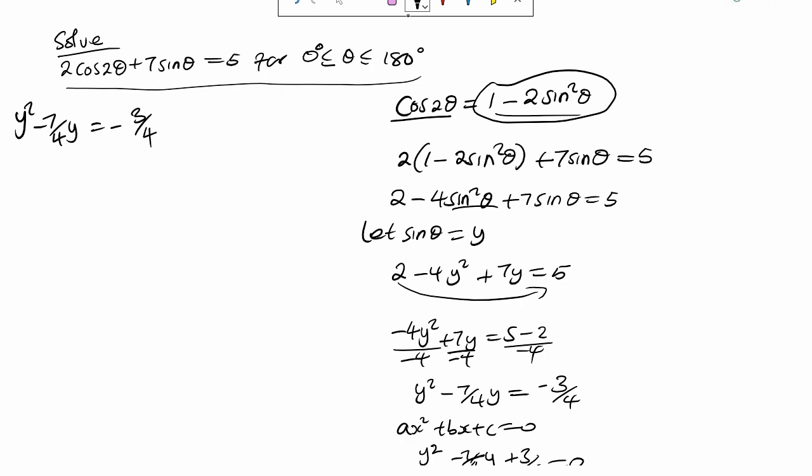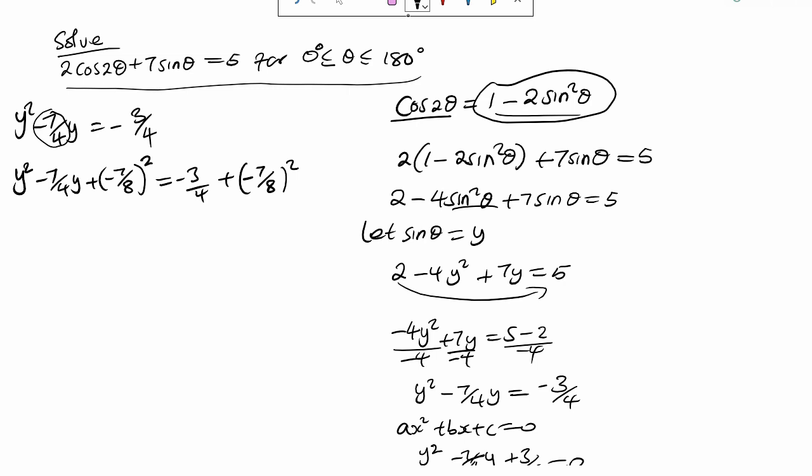Now, to make my left hand side a perfect square, I shall take half the coefficient of y, square it, and then add it to both sides of the equal sign. What I shall have is y squared minus 7 over 4y plus negative 7 over 8 squared, because half of negative 7 over 4 is negative 7 over 8, equals negative 3 over 4. You also add negative 7 over 8 squared.